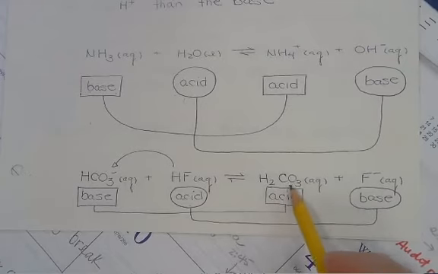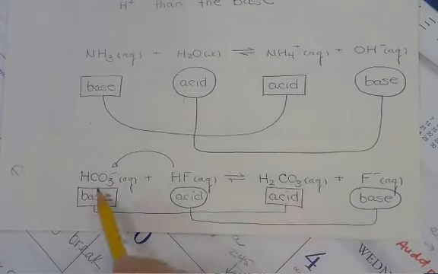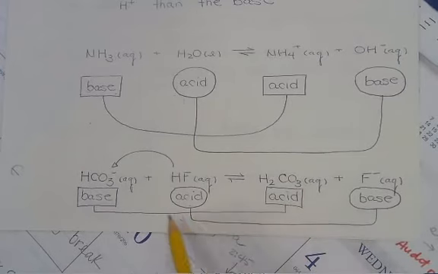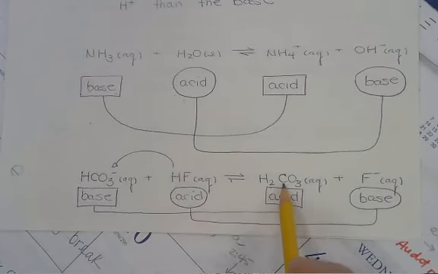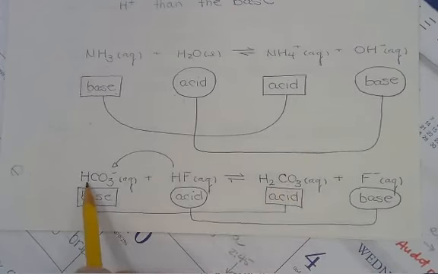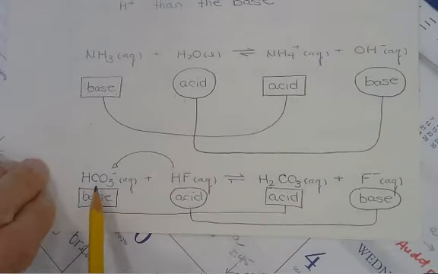And carbonic acid, H2CO3, is going to be an acid because from here to here, it donates a proton, right? To HF, going backwards, to make HCO3 minus 1, which is hydrogen carbonate. Okay.